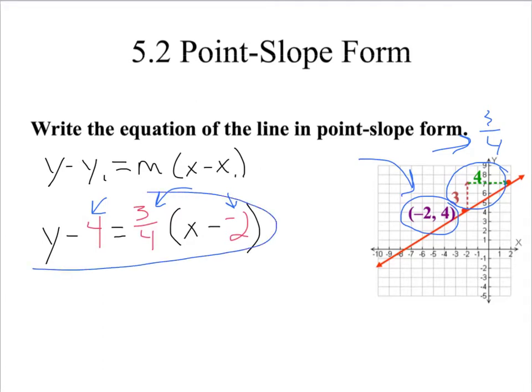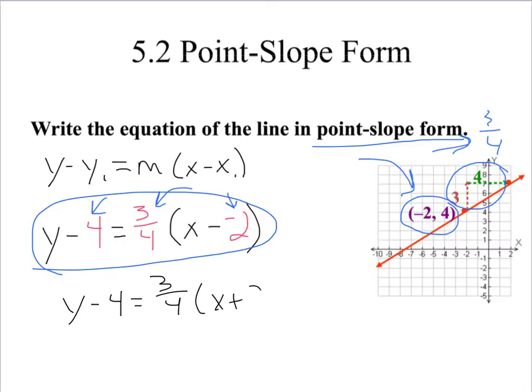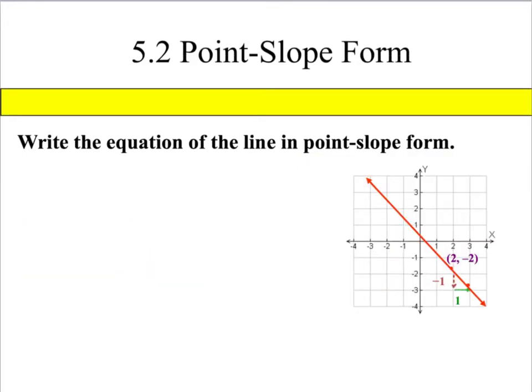If it asks you to keep it in point slope form, that's point slope form, I am done. My overall answer is y minus 4 is equal to 3/4 times x minus a negative 2. If you wanted to, this would simplify just a little bit. This would be a great way to do it, because remember we add its opposite and we end up with x plus 2. So I want you to try this next slide, see how you do.